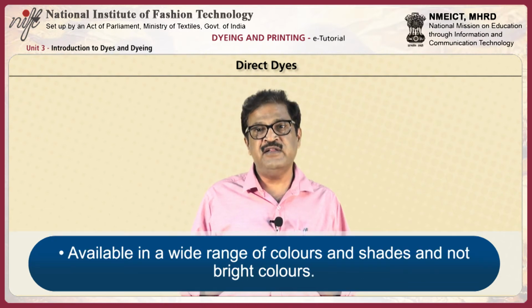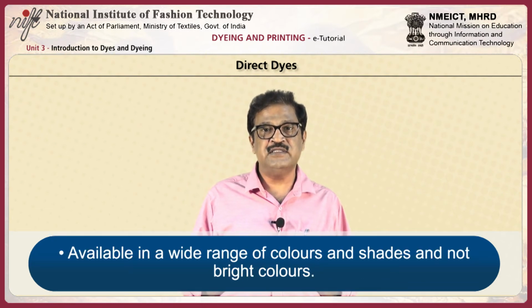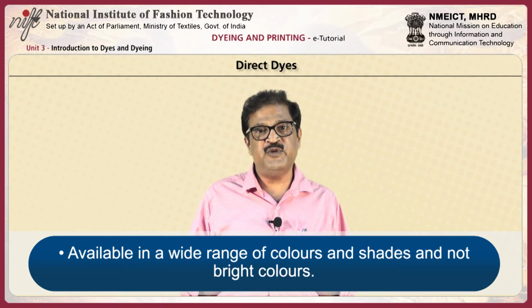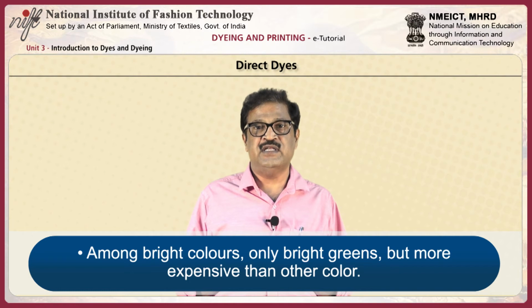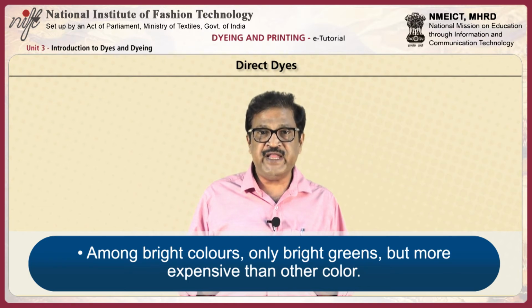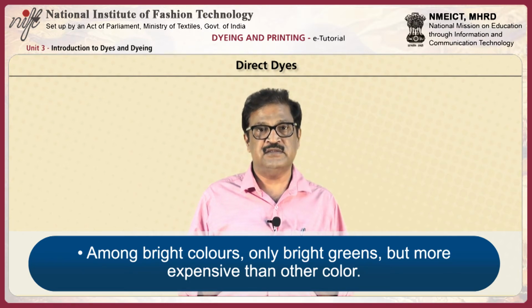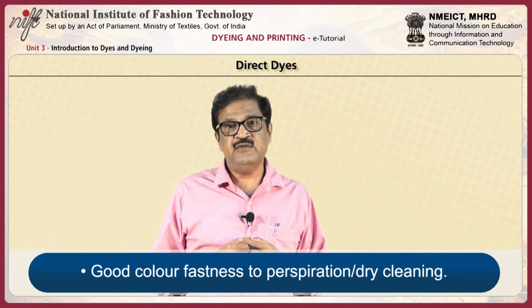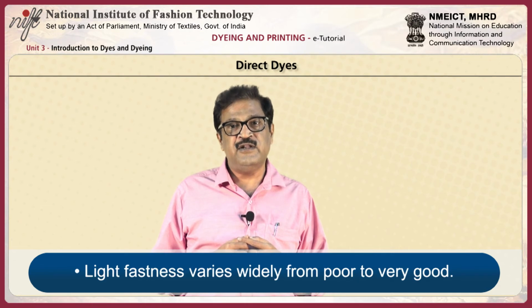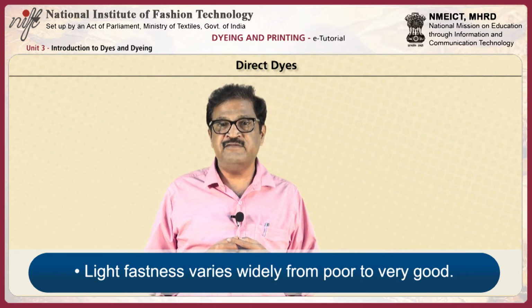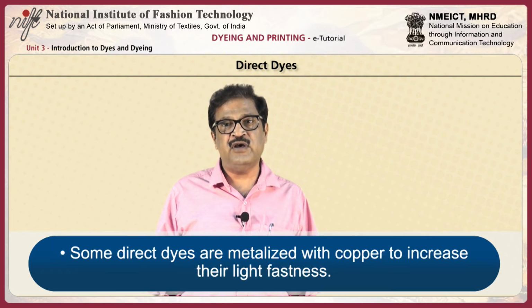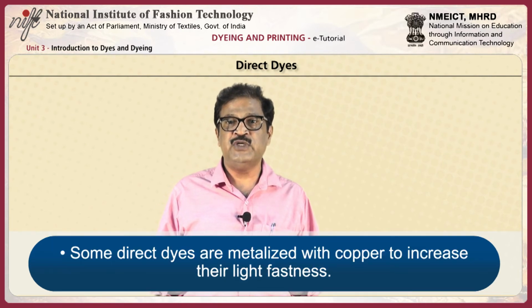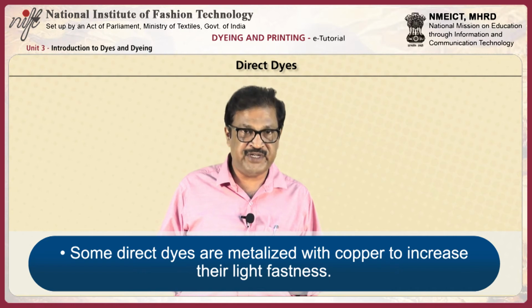Direct dyes are available in a wide range of colors and shades, but not bright colors. Among bright colors, only bright greens, but it is more expensive than other colors. Direct dyes have good color fastness to perspiration and dry cleaning. Light fastness varies widely from poor to very good. Some direct dyes are metallized with copper to increase their light fastness properties.